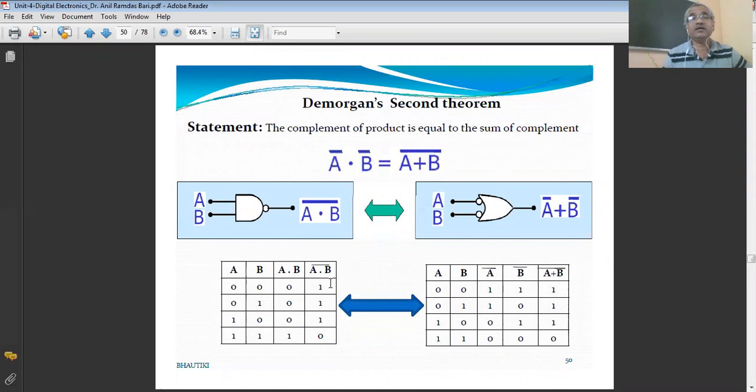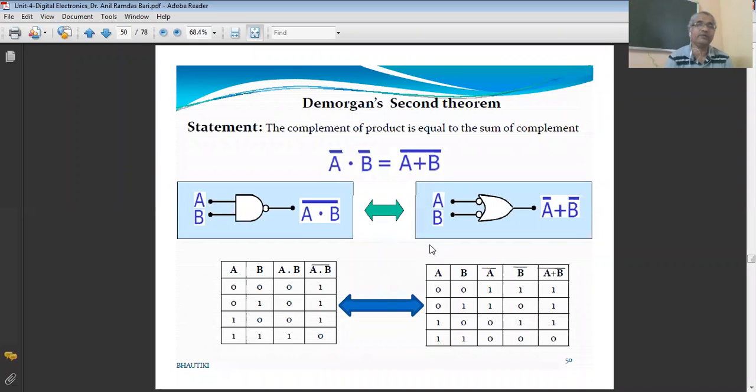So see A dot B complement, this column, and A complement plus B complement, the column. यांचं आउटपुट काय दिसते आपल्याला? सारखं दिसते. So this A dot B complement is equal to A complement plus B complement. So this is the DeMorgan's second theorem.